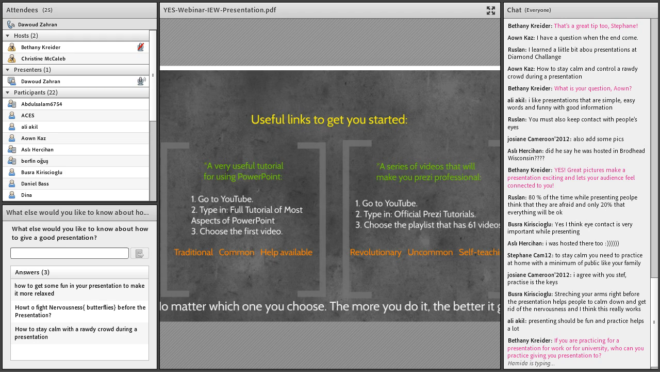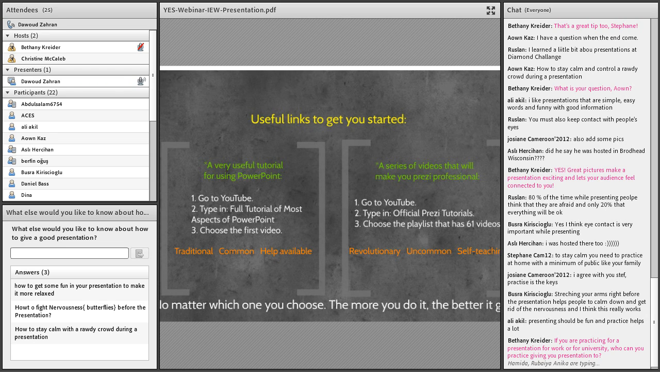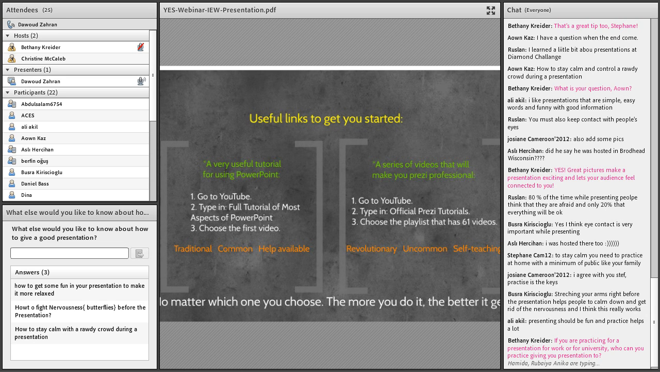On the other hand, PowerPoint is traditional, common, but there's lots of help available to develop it. And PowerPoint is amazing, for sure. But Prezi is just a different thing that in itself will hook your audience. But no matter which one you eventually choose, the more you do it, the better it will get. So just keep that in mind because it will be really, really beneficial. The more you do it, the better it will always get.